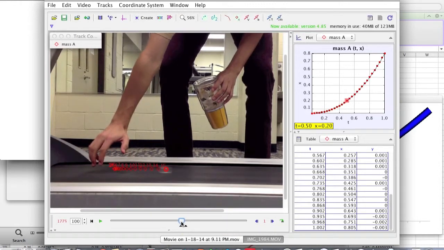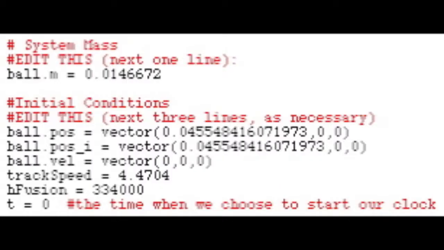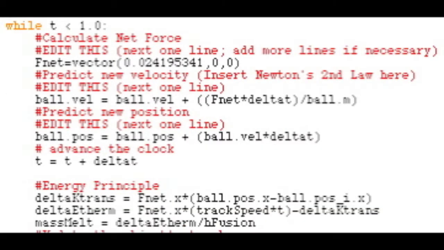Using Newton's second law, we can use the first few data points to calculate the frictional force by calculating change in position, then change in velocity, then change in momentum over time. Using this force along with the initial mass, position, and velocity of the block, along with the track speed and heat of fusion of the ice, we can initialize a Python code that will model several aspects of the physics on the block. The code may look complicated, but it really boils down to a while loop that just iterates through the physics we talked about before over a small time interval.